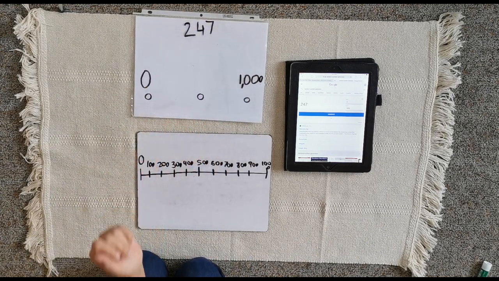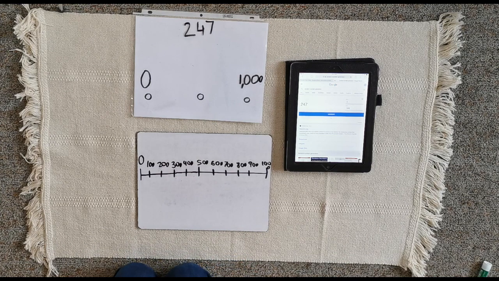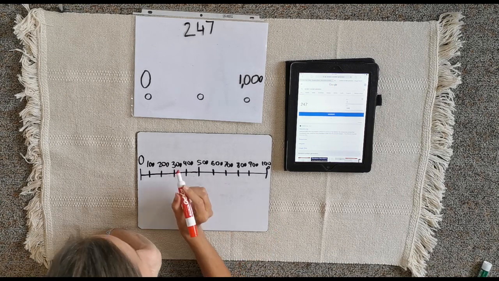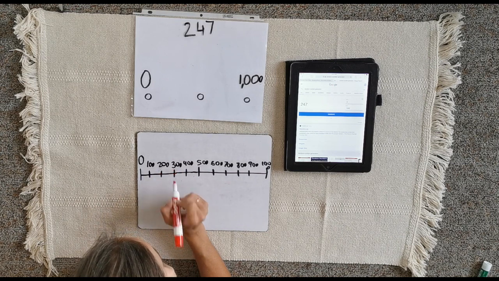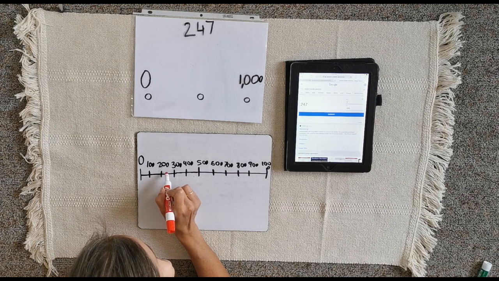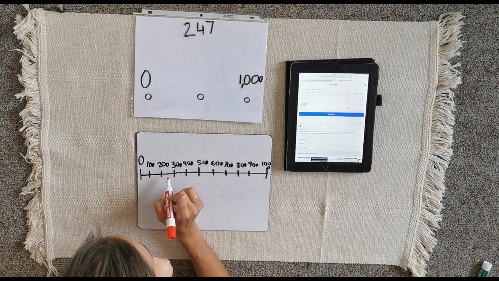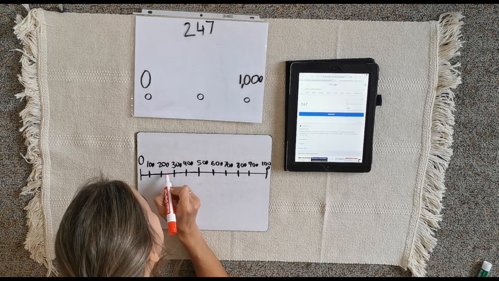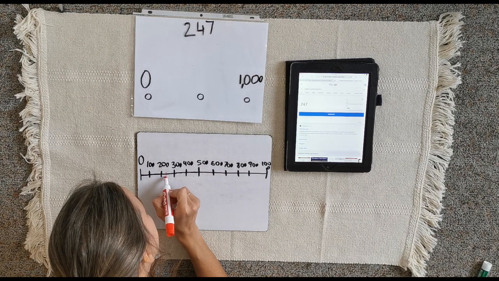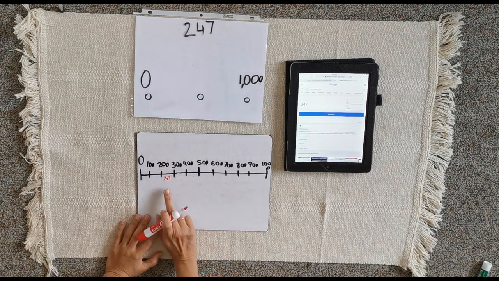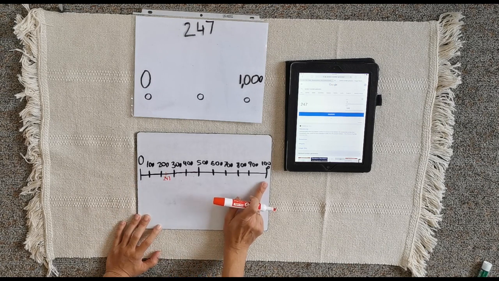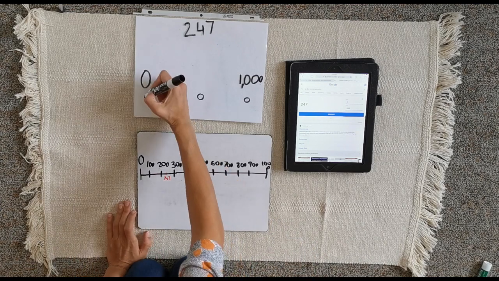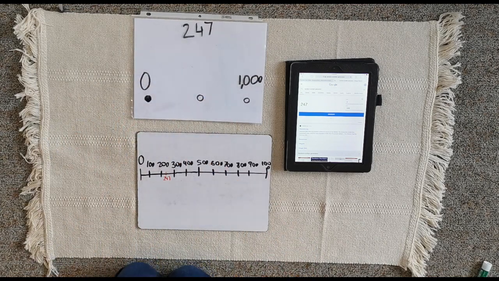247. Oof. A ver, let's place 247. 247 is in between 200 and 300. And in the middle of 200 and 300, it will be 250. So it's a little... Well, but I don't need to be so exact because I just need to decide. Is 247 closer to 0 or closer to 1,000? Clearly closer to 0. Sorry. You got it?